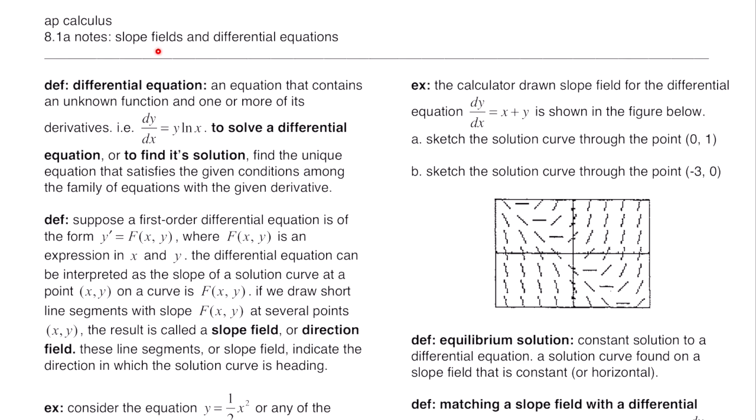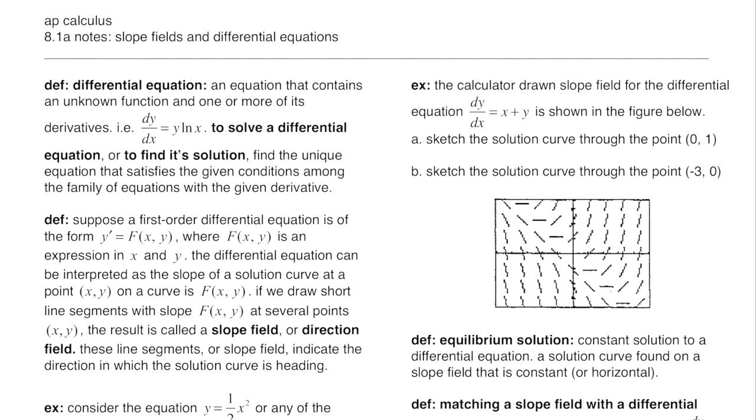In this lesson, we're going to cover slope fields and differential equations. Our first definition is a differential equation. It's an equation that contains an unknown function and one or more of its derivatives. So here's an example of a differential equation. You have dy/dx equals, and then over here we have y ln of x.